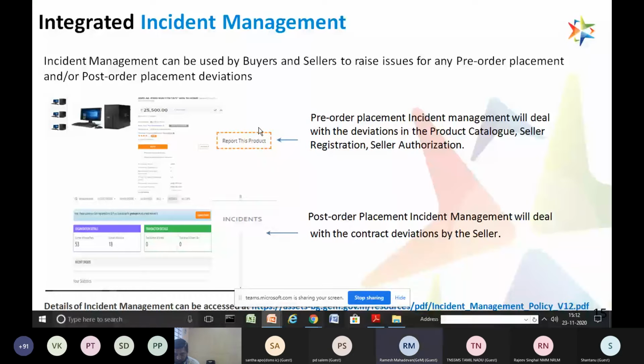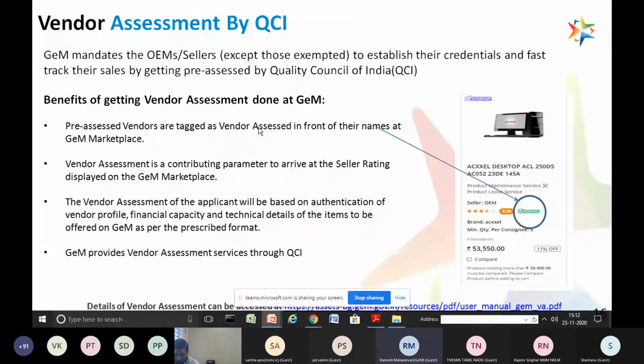There's a third party also involved with GeM, called Quality Council of India. They do the vendor assessment, but I think for SHG, vendor assessment is not relevant, so I am just skipping this.